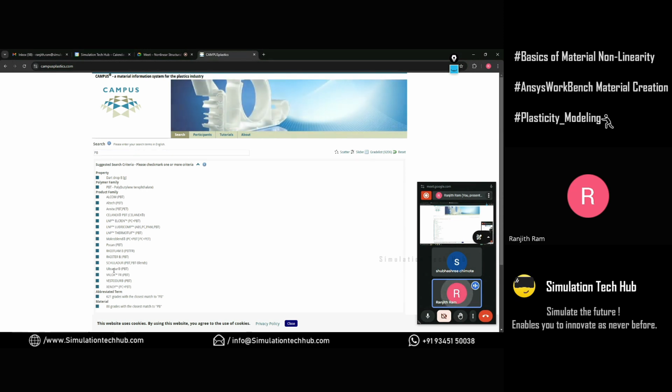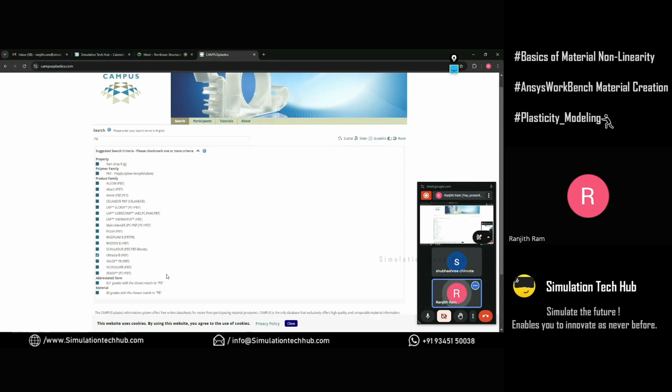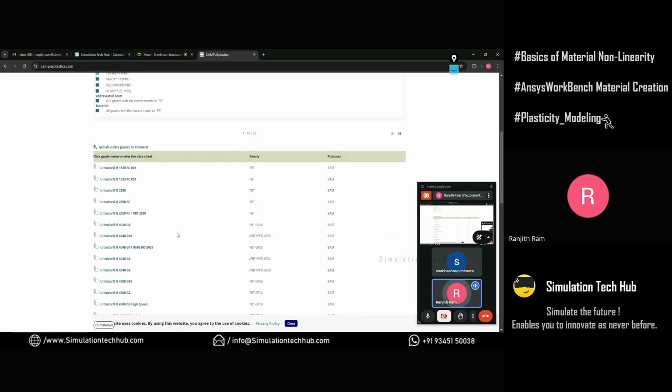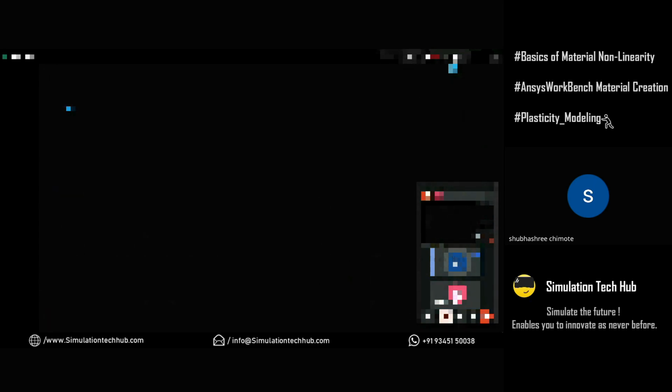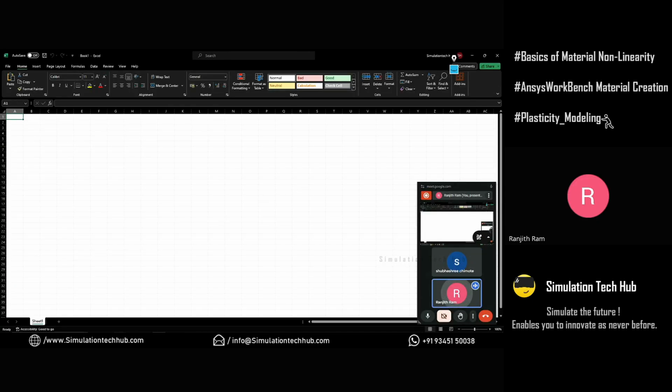Okay, so we have this Ultradur, I'll click on it. We'll choose some material randomly. This is a plastic, a combination of PBT and PBT GF50. I'm just showing you how I'm taking the data. So open an Excel.